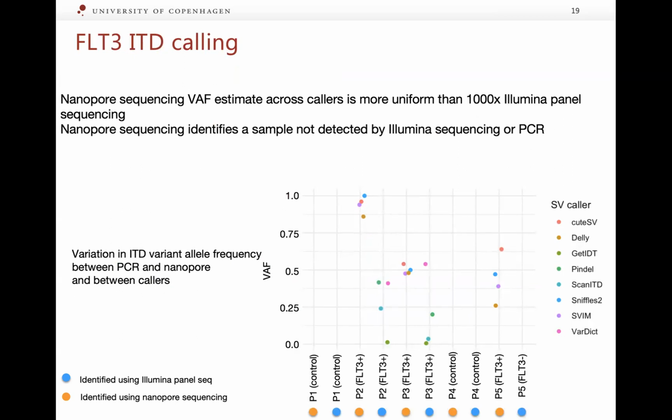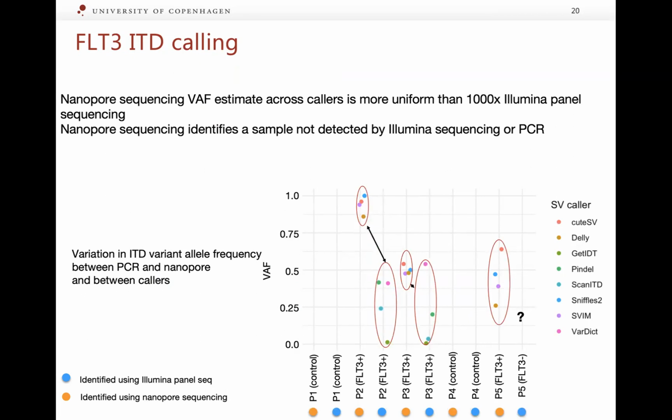And here I'm just showing you samples where we do identify it with both Illumina and nanopore. So you see here the VAF, the allele frequency. We see the first patient here has almost a VAF of 1, meaning there's probably an LOH region here, the other region is lost.